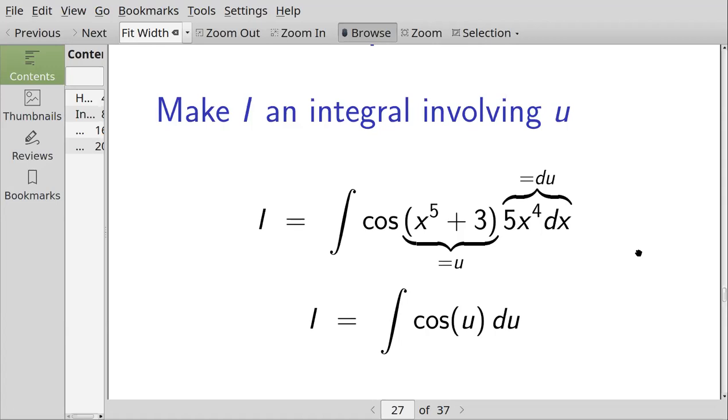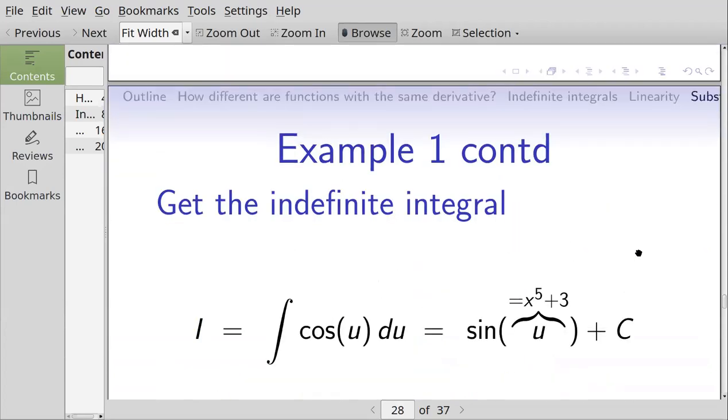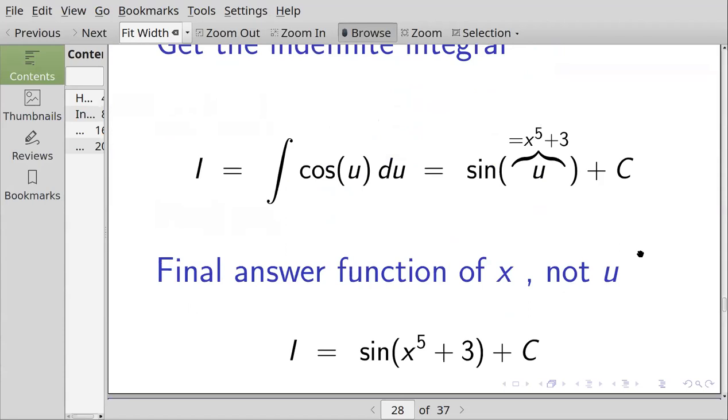Now, what's the integral of cosine? Sine. Right. So I've changed it into something that I know how to do. I is equal to the integral of cos of u du. Now, if you integrate with respect to u, you get sine of u plus c. All right. Now, what was that u? That u was equal to x to the 5 plus 3. So the integral is equal to sine of x to the 5 plus 3 plus an arbitrary constant. And to check your work, you can take the derivative and see if you get the integrand.